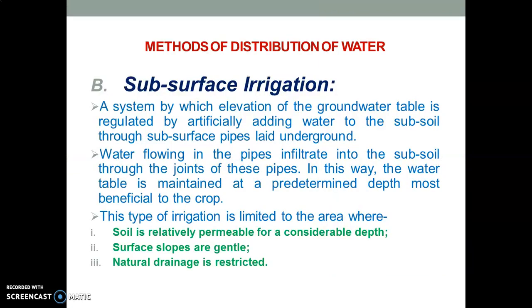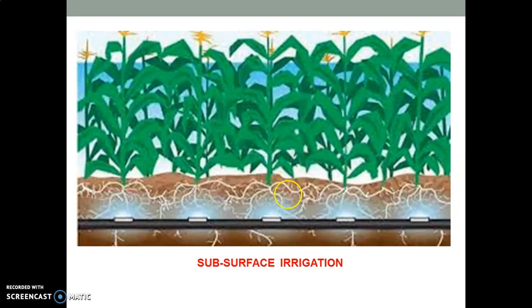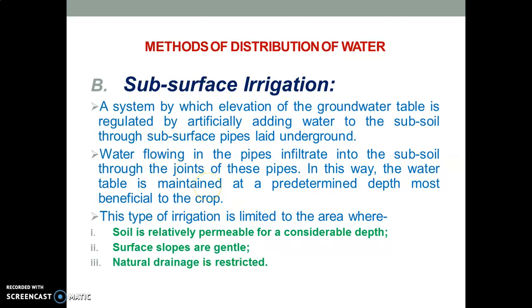We will move to subsurface irrigation. Okay, now in subsurface irrigation we will see the image. What we do is we apply water directly to the root zone of the plants. There is no surface application. Directly pipes are laid underground in an agricultural field and water is led through those pipes to the root zone of the plant, so it irrigates directly the root zone and not the surface. Now we'll see some characteristics of subsurface irrigation.